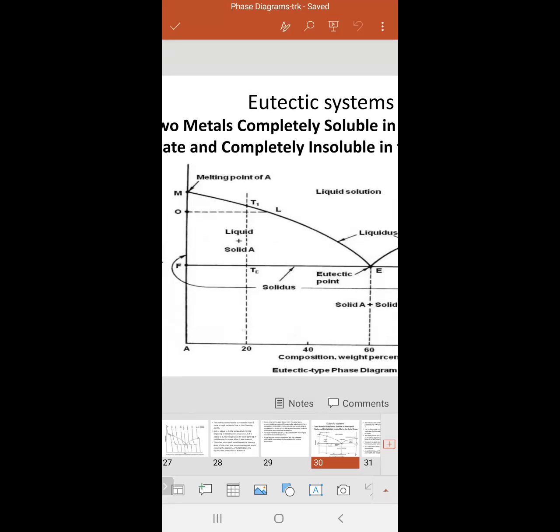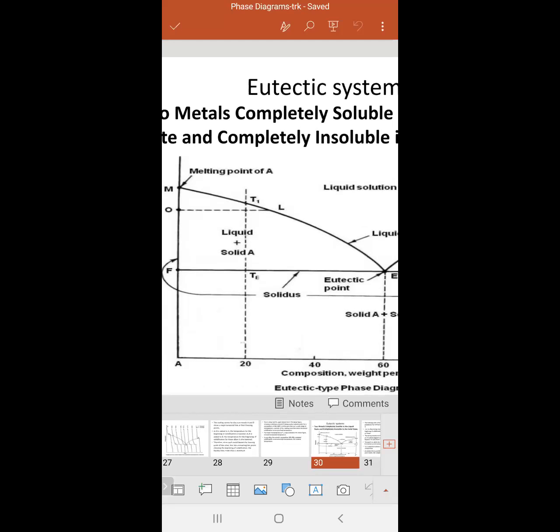In the liquid plus solid region, when it reaches the eutectic temperature, Te, and crosses that temperature line, then the whole thing will be solid.